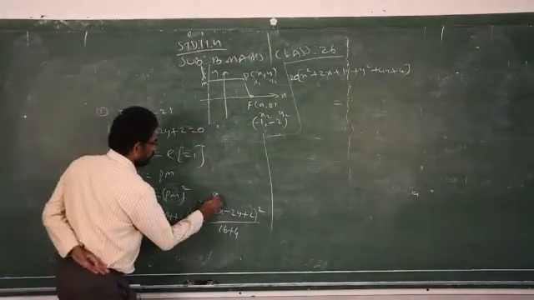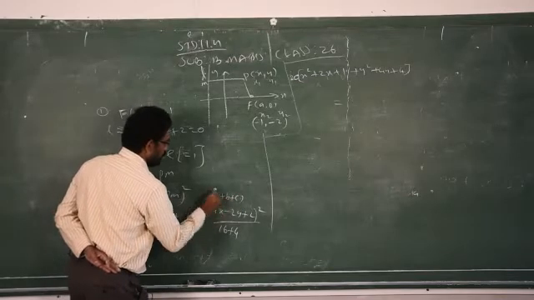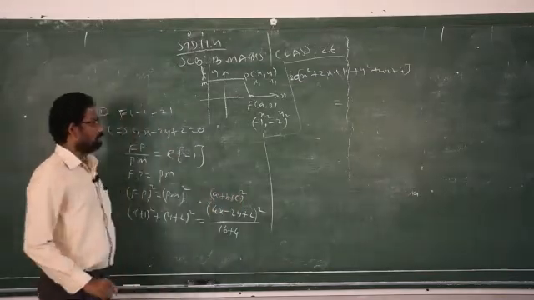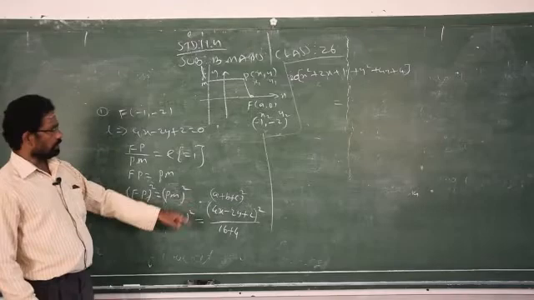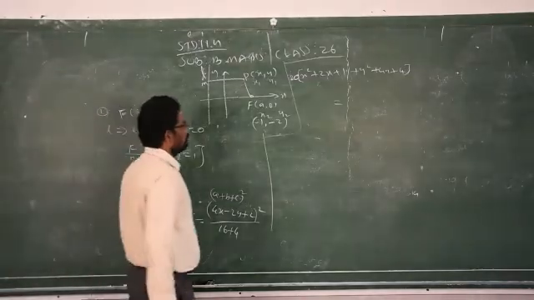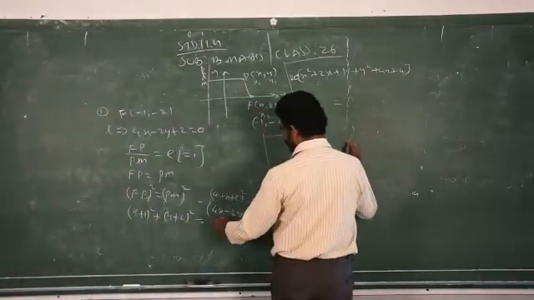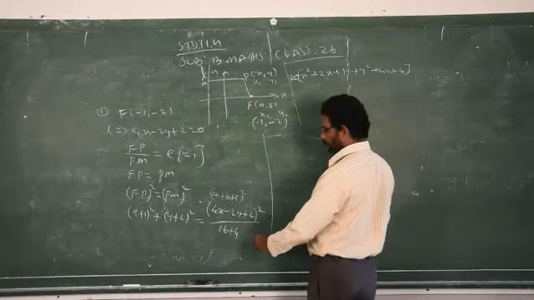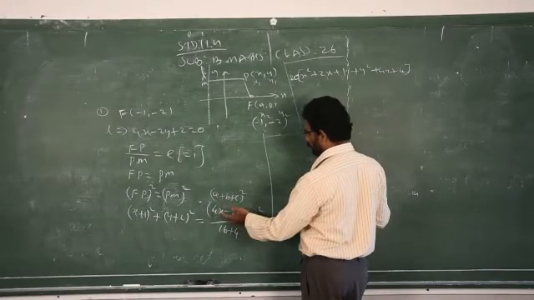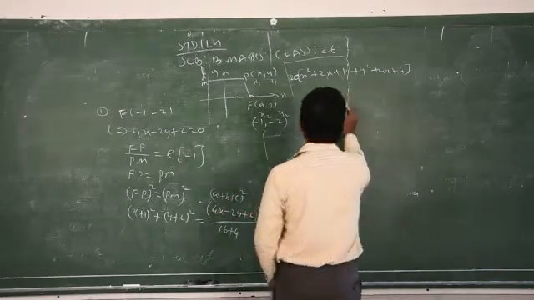this is in the form of a plus b plus c the whole square. You have to memorize this formula, a plus b plus c the whole square. So what is that? Very simple. How to memorize this formula? Just you have to square all the three terms.